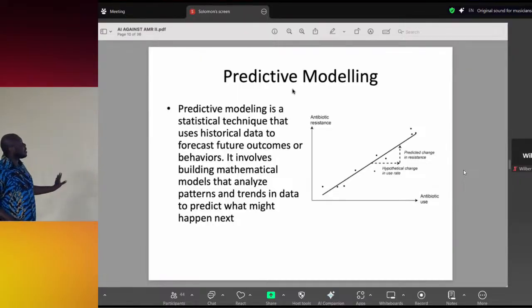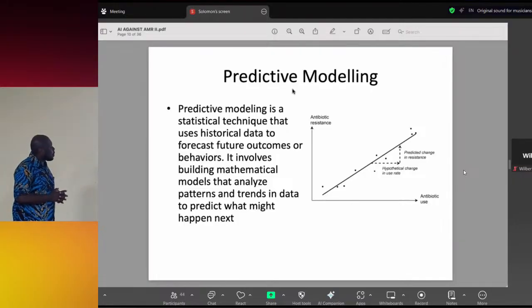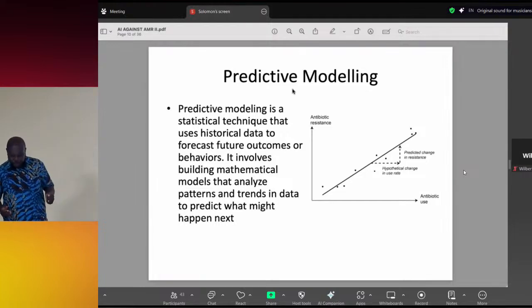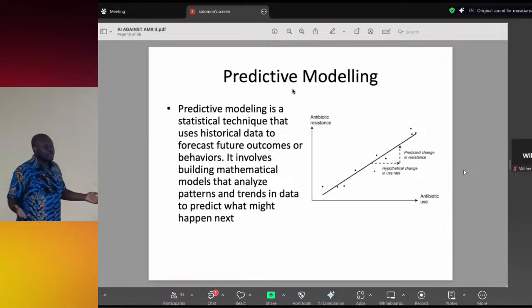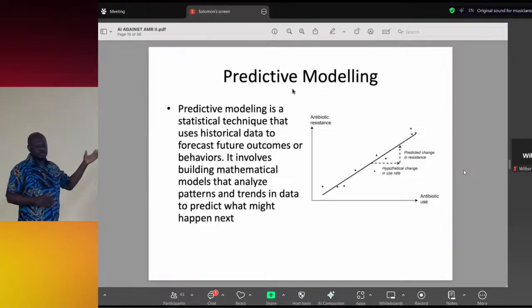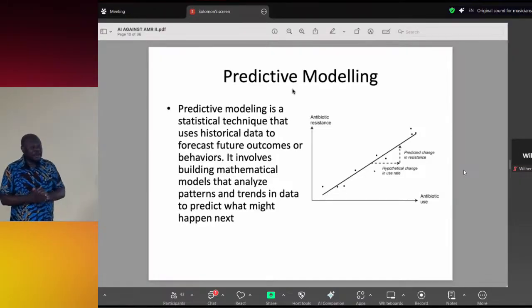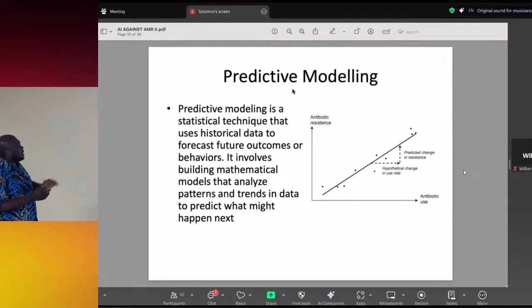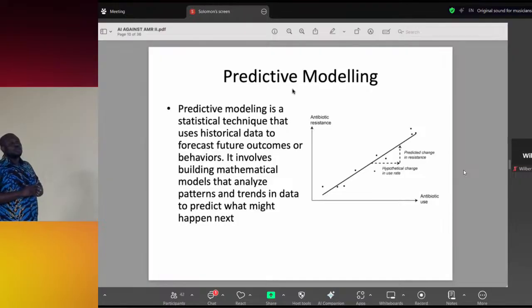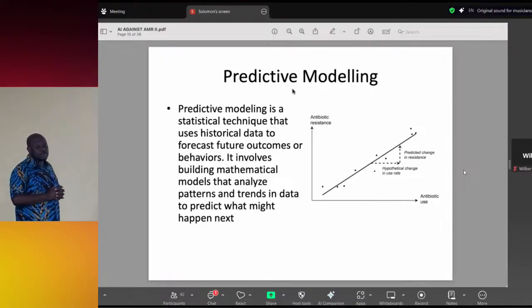By predictive modeling, we are looking at a statistical technique whereby historical data can be used to forecast future outcomes or behaviors. It involves building mathematical models. So you have two variables that share a relationship, whereby one depends on another. This relationship can be modeled. You could have logistic regression expressing this relationship, especially for categorical or binary outcome variables. You could have linear regression if it's a continuous one. And we could build these models to model antibiotic resistance patterns.